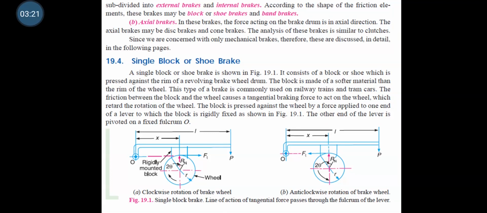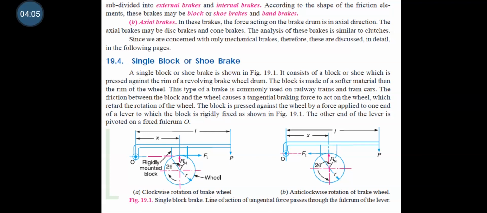And the next one is the single block or shoe brake. The following diagram shows the single block brake. It consists of a block or shoe which is pressed against the rim of the revolving brake wheel drum. The block is made of softer material than the rim of the wheel. This type of brake is commonly used on railway trains and tram cars. The friction between the block and the wheel causes a tangential braking force to act on the wheel, which retards the rotation of the wheel.